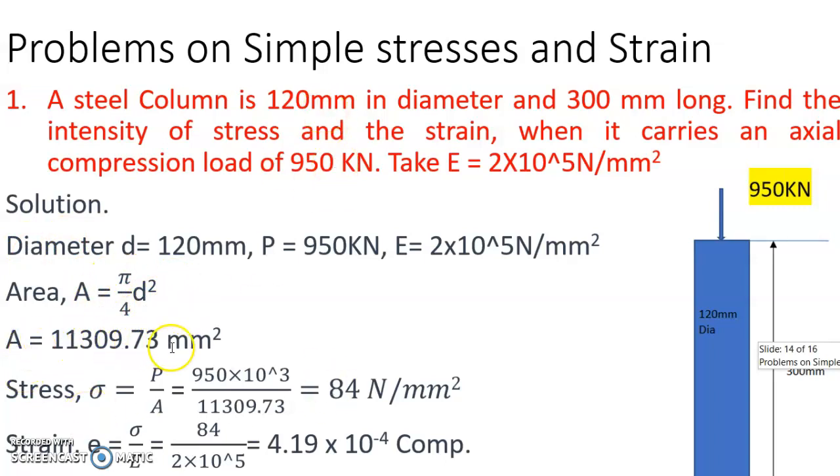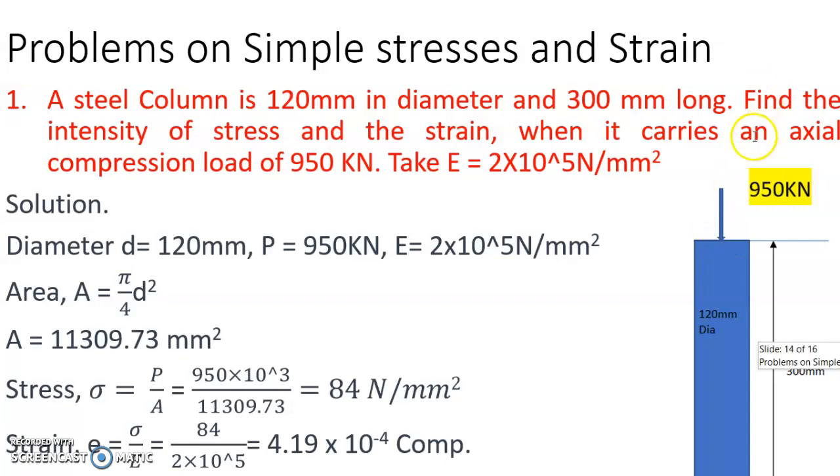11309.73 mm square will be the area. So what is stress? Stress is nothing but P by A. So simple example, 950 into 10 to the power 3 divided by 11309.73. So 84 Newton per mm square will be the stress value. So it is in Newton per mm square. Definitely the load is going to be compressed over here. Okay, so basically column is a compression member. Okay, so this is why it is in compression.